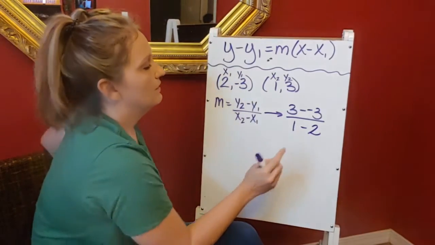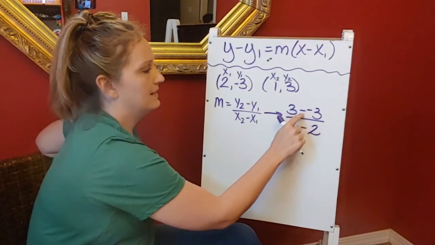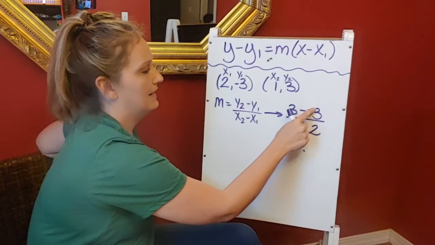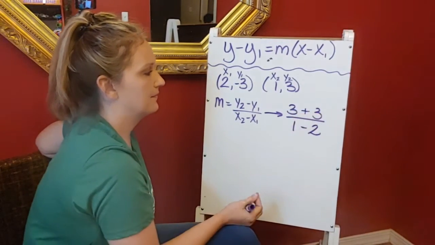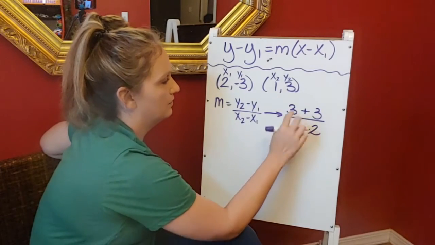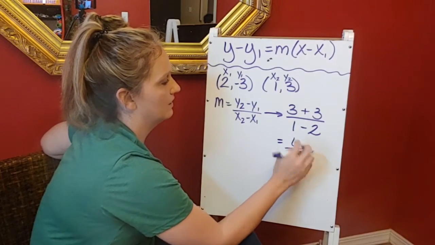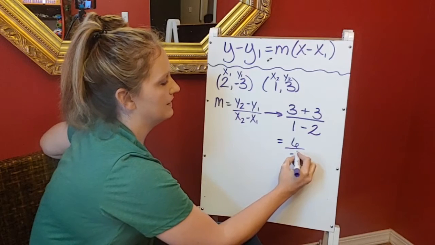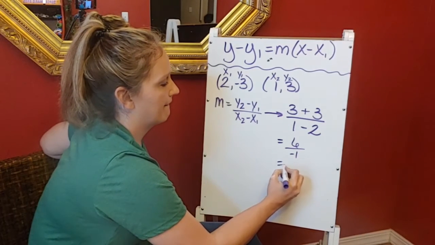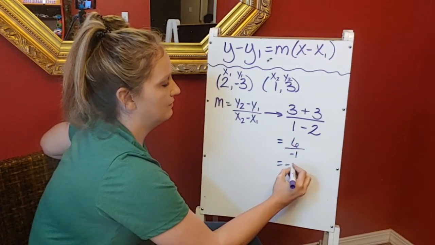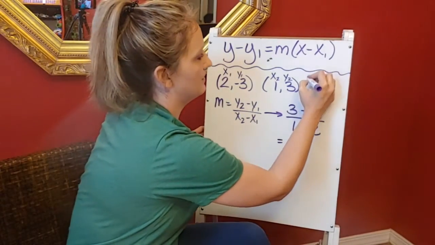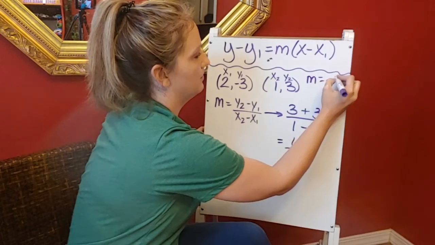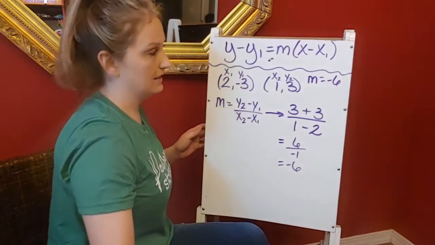Whenever I do this, that minus minus right there, that 3 minus a negative 3, combines and makes that a plus. And 3 plus 3 is 6. 1 minus 2 is a negative 1. And 6 divided by negative 1 is a negative 6. So I know that my slope between these two points is a negative 6.